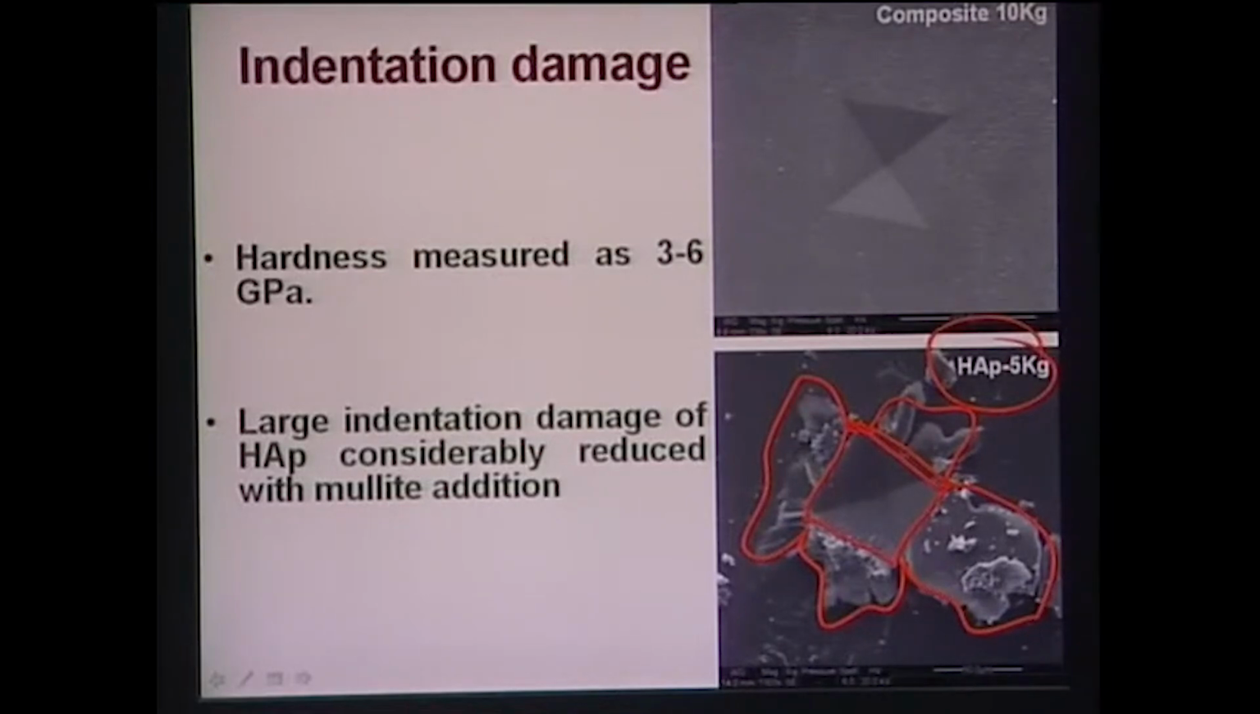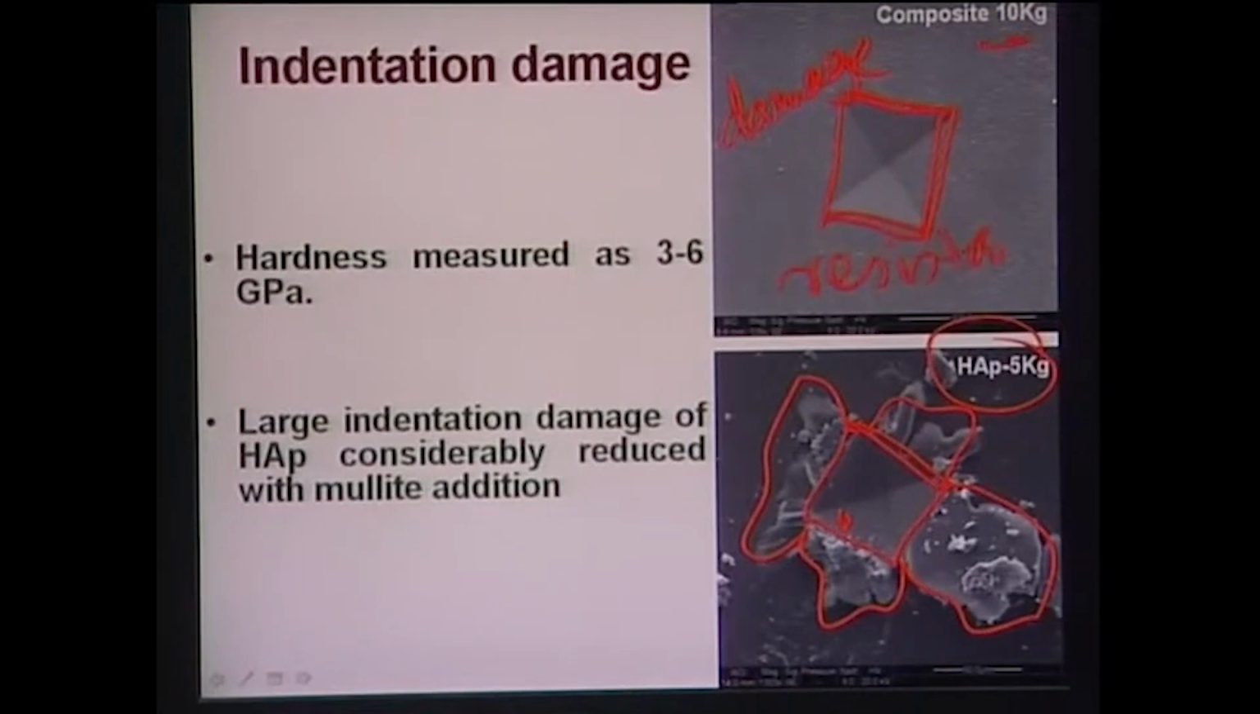But when you make these composites, even at the 10 kg load, you can see there is a sharp Vickers indent. That means it is essentially damage resistant. What I am trying to say here is, if you take the 10 kg load on hydroxyapatite, there will be much more severe indent induced damage. But even at the 10 kg level in the composite, you can see a perfectly sharp and very well distinct Vickers image. It essentially tells you that this material must have better damage resistance property.